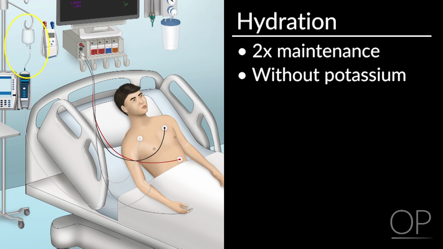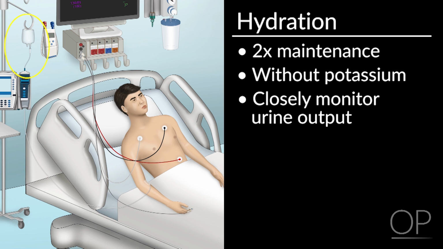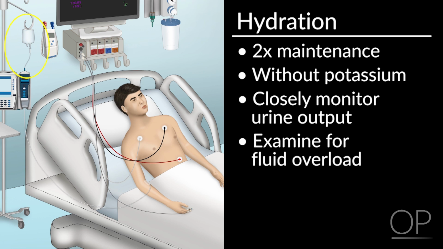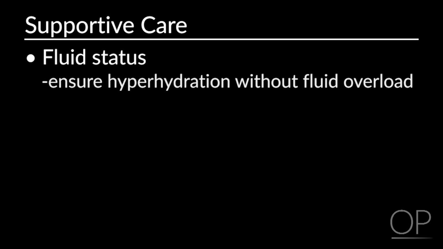As you're hydrating the patient, the next things you'll want to do is continue to monitor the urine output closely and continue to examine the patient on a regular basis. And what you're looking for are signs of fluid overload, as this can happen rarely. And here, we're monitoring the patient's fluid status. We want to make sure that they're being hyperhydrated without developing signs of fluid overload.